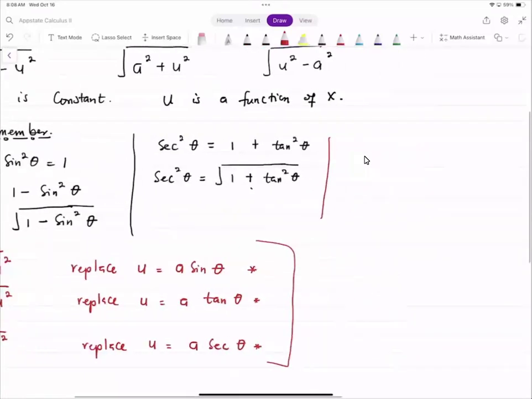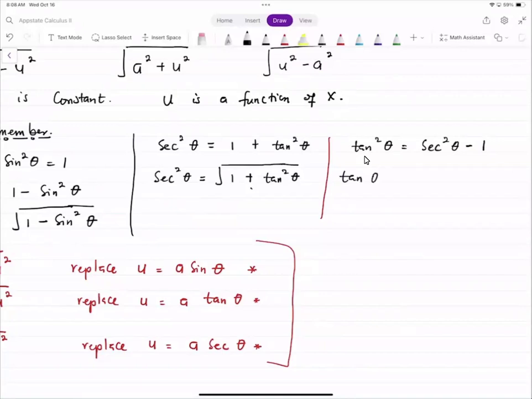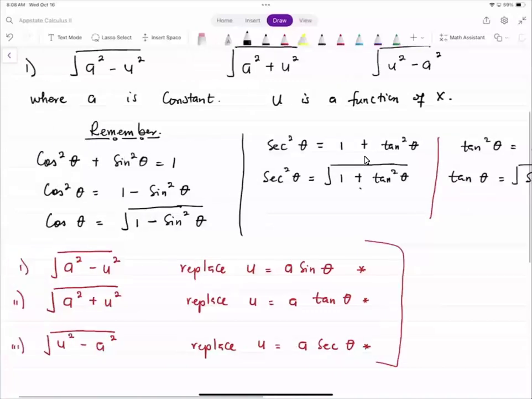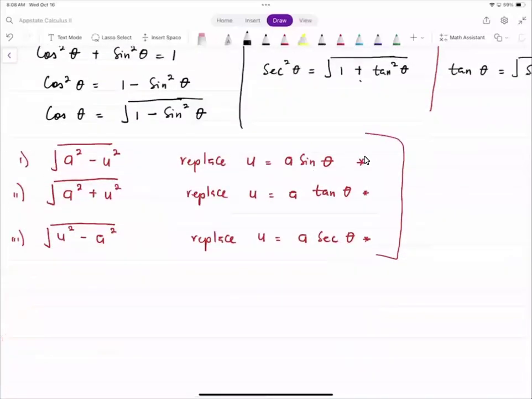So from here, we can see that tan squared theta is the same thing as sec squared theta minus 1. And so we can see that tan theta is equal to the square root of sec squared theta minus 1. So these are the 3 main things that you need to know what to do.